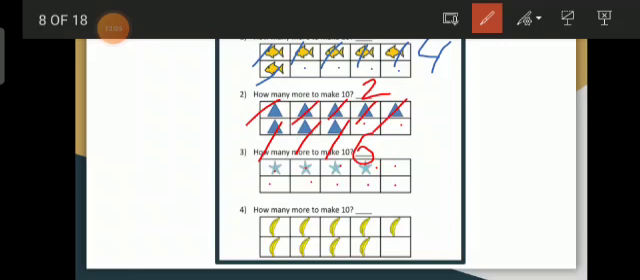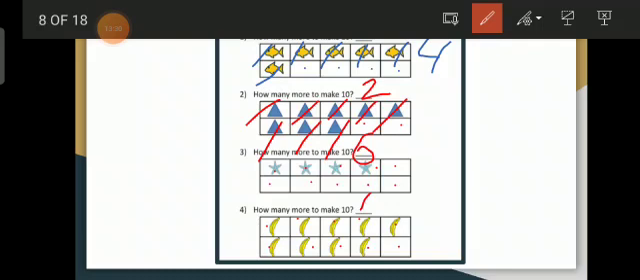Okay, look at the 4th part. Now count the bananas with me. 1, 2, 3, 4, 5, 6, 7, 8, 9 bananas are there. And how many empty boxes are there? Only 1. So this means if we draw 1 more banana over here, that will give us altogether 10. So I am going to write down over here 1.